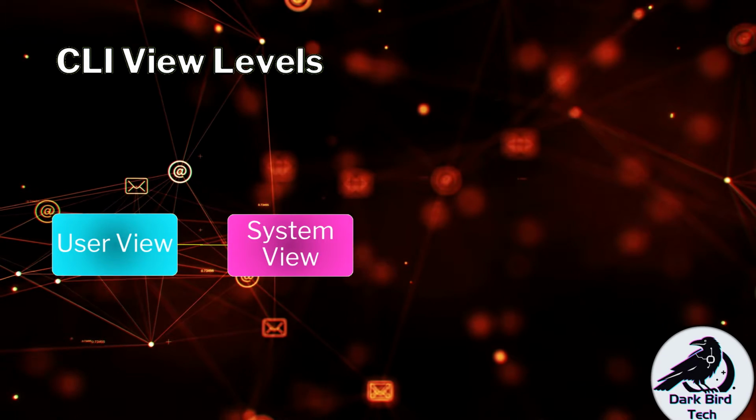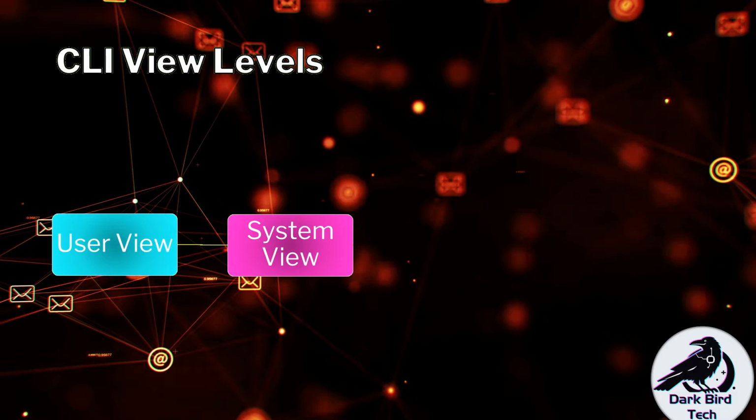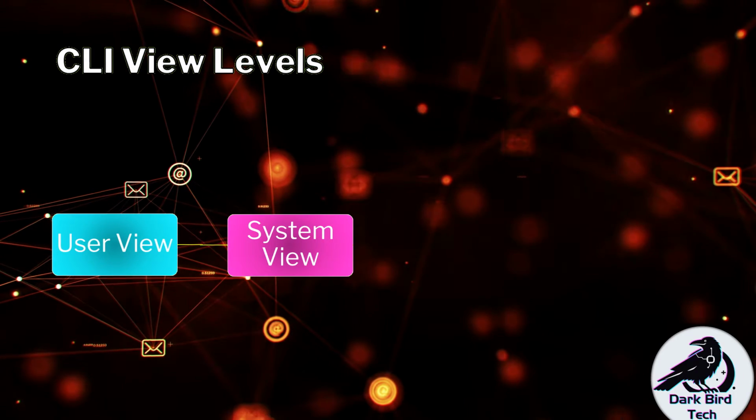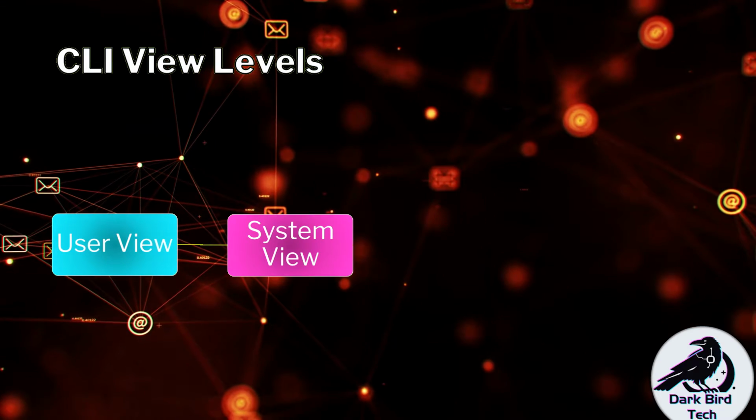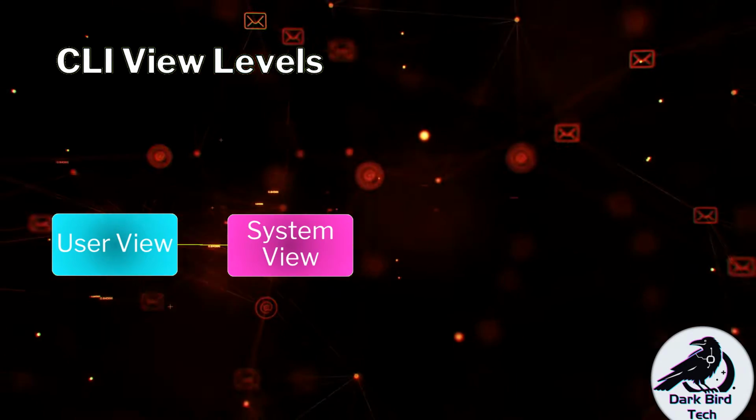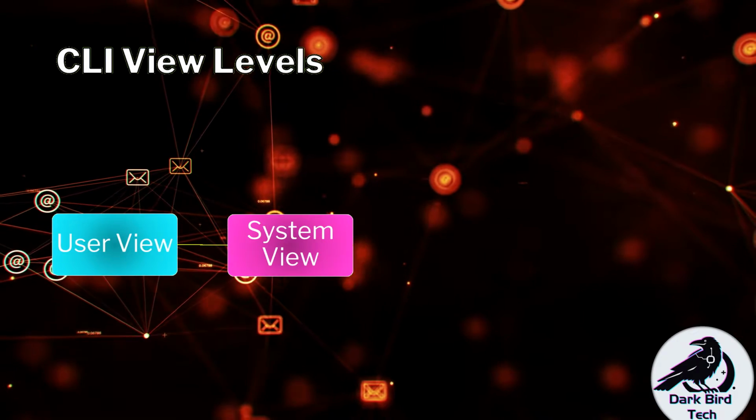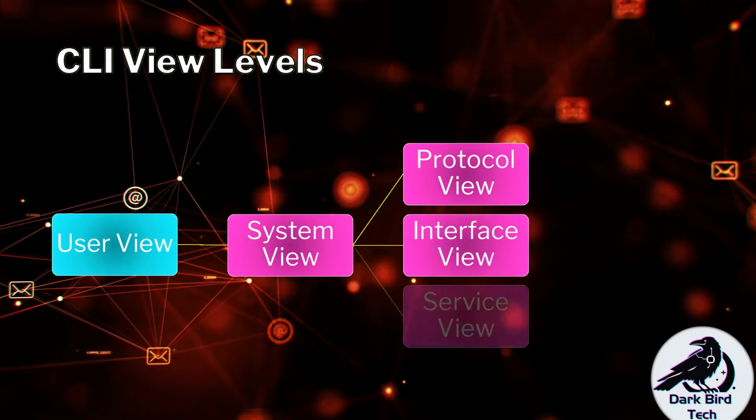Now, system view is where you start to be able to apply configuration. At system view, you'll be able to configure anything that affects the system globally. Like, for example, changing its name, creating a VLAN if it was a switch, setting a router ID if it was a router, which you actually can do separate to any command. And then, from system view, you can then progress to either protocol view, interface view, or a service view.